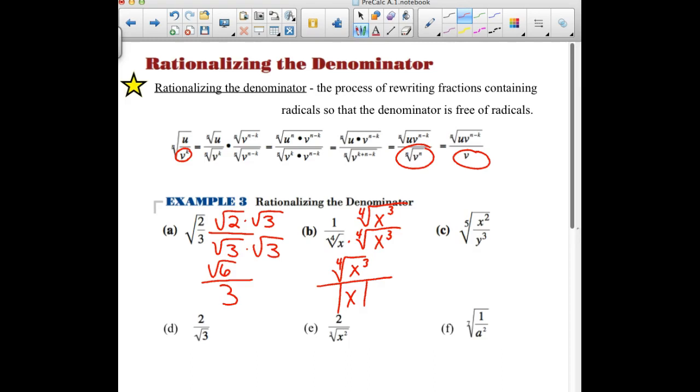Part C, we take the 5th root of x squared divided by y cubed. Remember, we are rationalizing the denominator, so we're looking at those y to the 3rd power. We have 3 y's multiplied, but we need 5 of them. So we are going to need to multiply in 2 more. All right, that gives us the 5th root of an x squared and a y squared in our numerator. For the denominator, we now have y to the 5th, and we can take its 5th root, and we just get y. There is no need for the absolute value bars since it's an odd index.